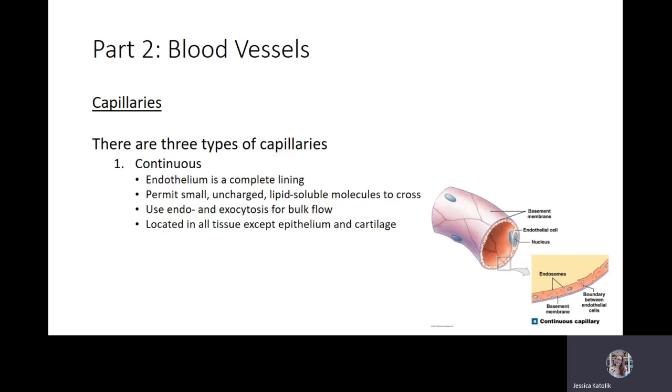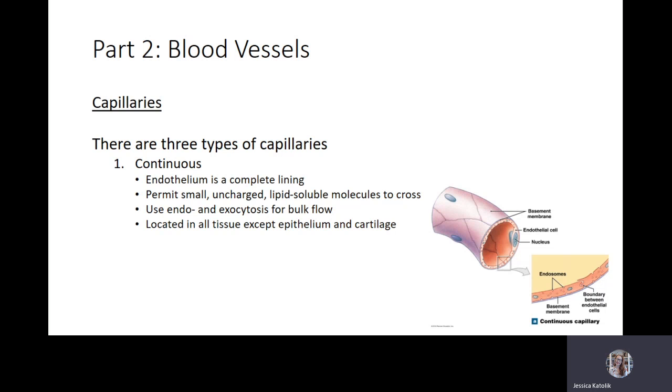Things that are small, uncharged, and lipid soluble will actually cross the endothelial plasma membrane directly via diffusion, or we can actually use endocytosis and exocytosis to allow for bulk movement of material across the cell. But typically, continuous capillaries are going to have low permeability compared to the other types of capillaries that we're going to look at.